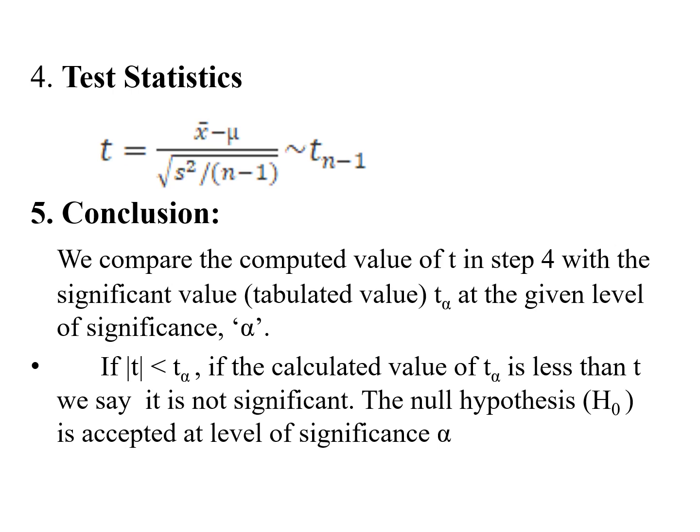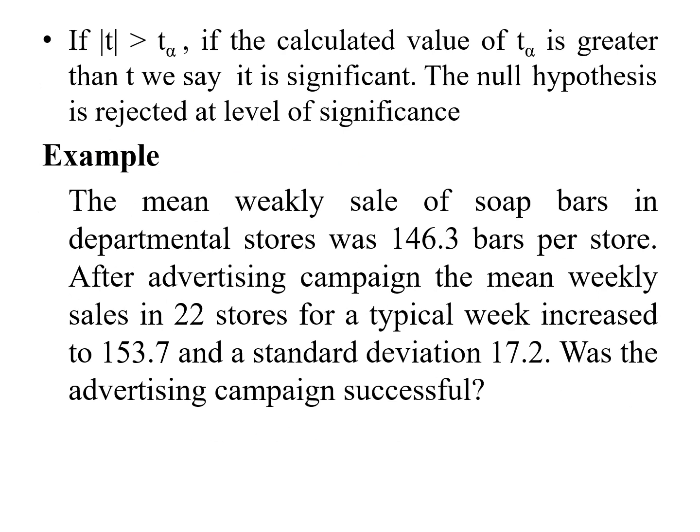Then the next one is modulus of t greater than t alpha, where we have the greater than symbol. If the calculated value of t is greater than t alpha, we say it is significant. The null hypothesis is rejected at level of significance alpha. So if the tabulated value is greater than the calculated value, the hypothesis is accepted. Otherwise, it is rejected. So we conclude that before and after the test, students' marks will improve.